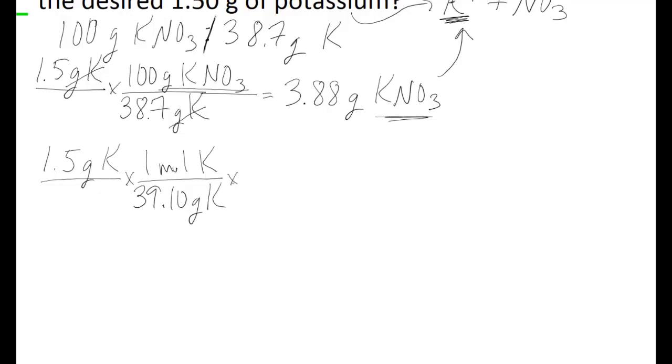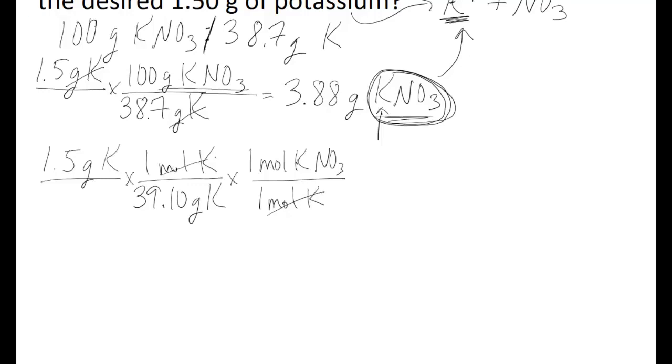And then if you just look at this compound, potassium nitrate, for every formula unit of potassium nitrate, you're going to have 1 potassium atom. So what you can say as a result of that is that for every 1 mole of potassium nitrate, you're going to have 1 mole of potassium. So now you're to moles of potassium nitrate. So you're almost there. You just need to get to grams.